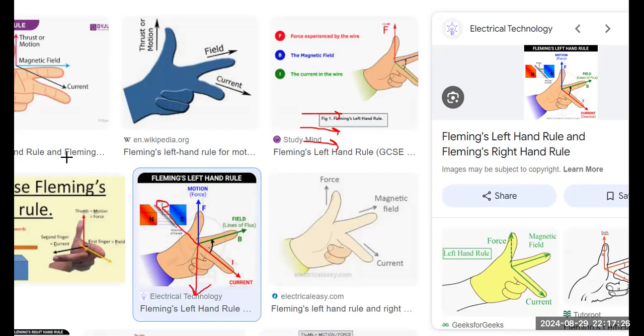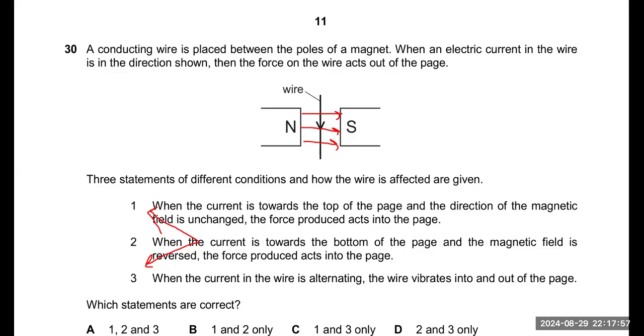If you change both parameters, meaning you change the direction of the magnetic field and in the same way change the direction of the current, then you are making a change in two parameters simultaneously, and the direction will not change. These are the three points I have told you. Now we are going to check which option is correct.